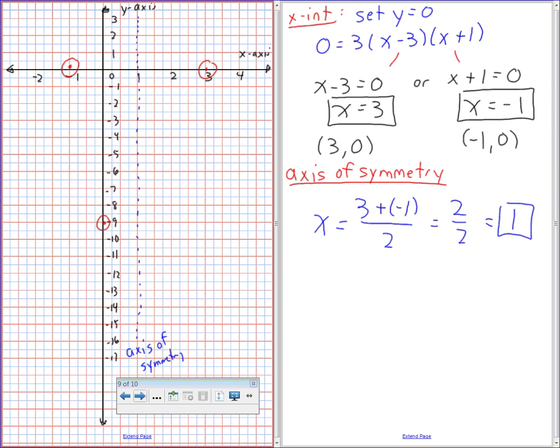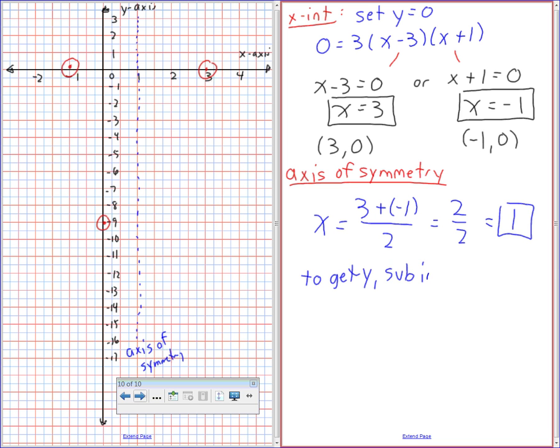Now here's the moment of power in this classroom. This is why you guys are superior mathematicians. How am I going to find my vertex now? If I know the x value is 1, how would I get the y value? Go ahead, Jenna. Great. So to get y, sub in x equals 1. Wonderful. So I'm going to find the vertex.